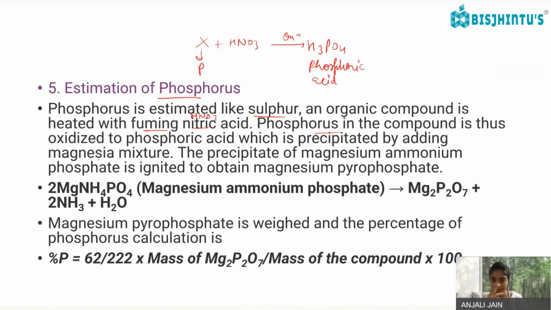Which is precipitated by adding magnesium mixture. Okay. Magnesium I can add. Magnesium ammonium phosphate also I can add. The precipitate of magnesium ammonium phosphate is ignited to obtain magnesium pyrophosphate.